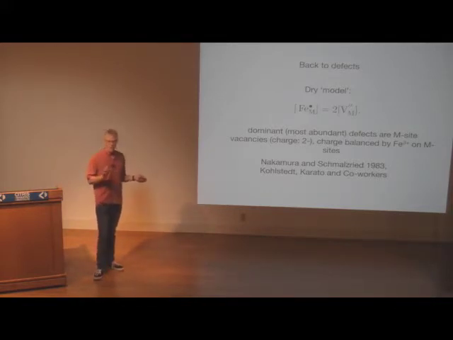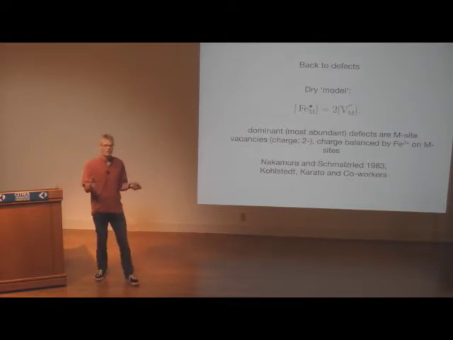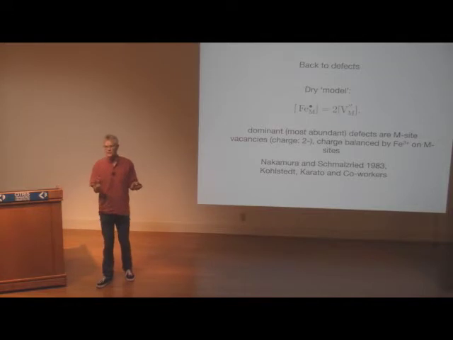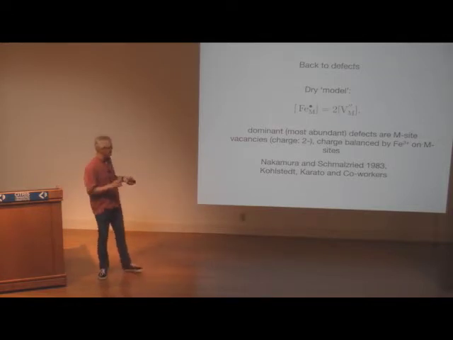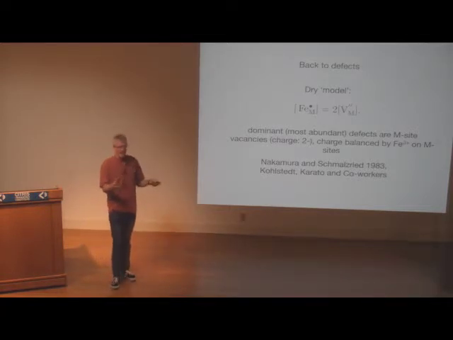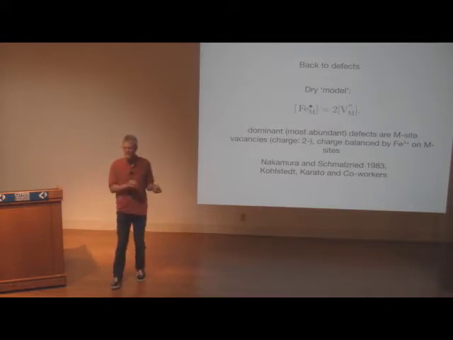So the dry model of defects. What is the dominant defect in a dry olivine? Which defect is the most abundant? And these are experiments going back here to the 80s. Essentially what was done is you subject the olivine to different conditions. Iron-bearing olivine, you can vary the oxygen fugacity.